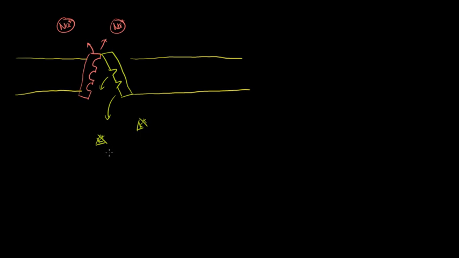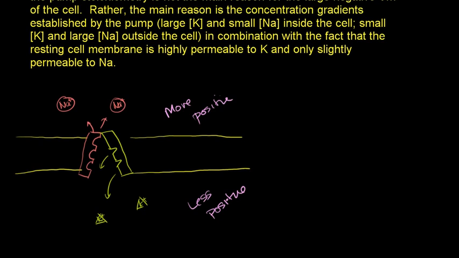The more significant error is that I said that the main reason that we had this potential difference, why it is more positive on the outside than the inside, so this is less positive, I said that the main reason was because of this ratio. We're pumping out 3 sodium ions for every 2 potassium ions that we pump in. And I just got a very nice letter from a professor of physiology, Stephen Baylor at University of Pennsylvania. And he wrote a very interesting email.